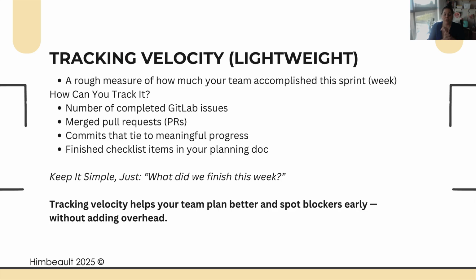Things like the number of completed GitLab issues, the merged pull requests, the commits that are tied to meaningful progress. Maybe you have a checklist of items in your planning doc that you can say you finished. But basically, it just comes down to saying, what did we finish this week, right? If you finish a bunch of stuff and it's really impressive, and then next week you do this exact same thing and you realize you've created 70 tech debt tickets and 4 bugs, did we really get that much great stuff done? I don't know, right?